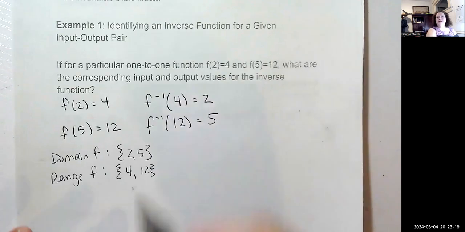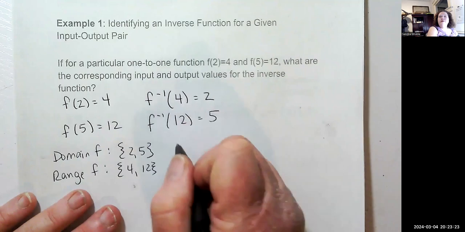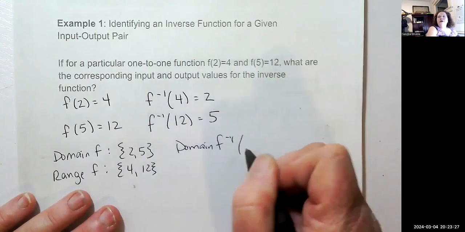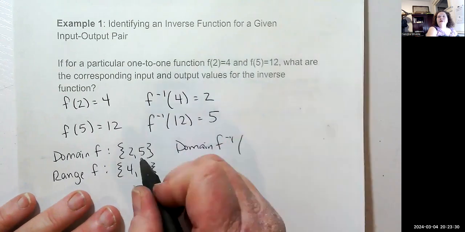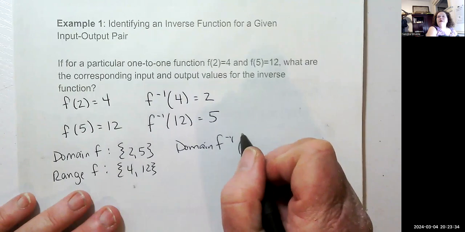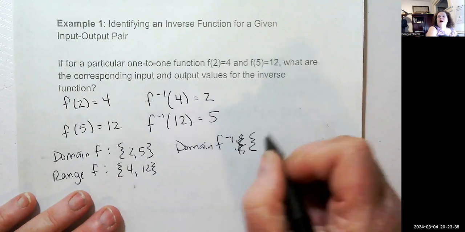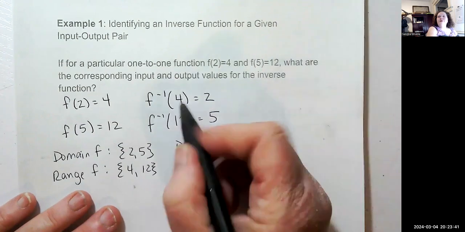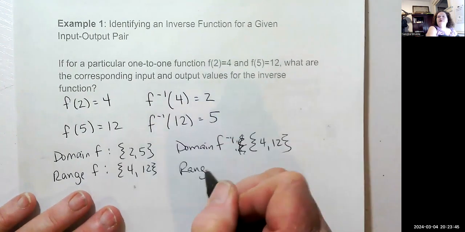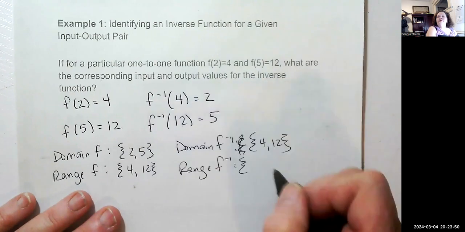Let's go the other direction. Let's look at the inverse of f. What is the domain for the inverse of f? The domain for the inverse of f is the opposite of the range for f. It's 4 and 12, I should have put the little curly braces, {4, 12}, because those are the inputs. And the range, which are the outputs for the inverse, is {2, 5}.